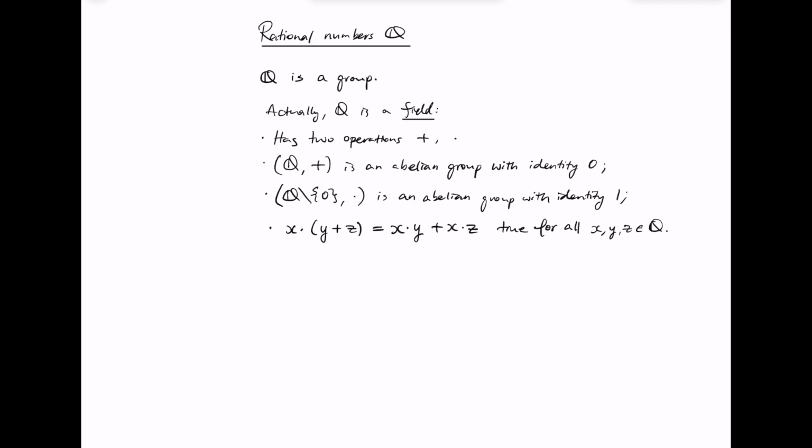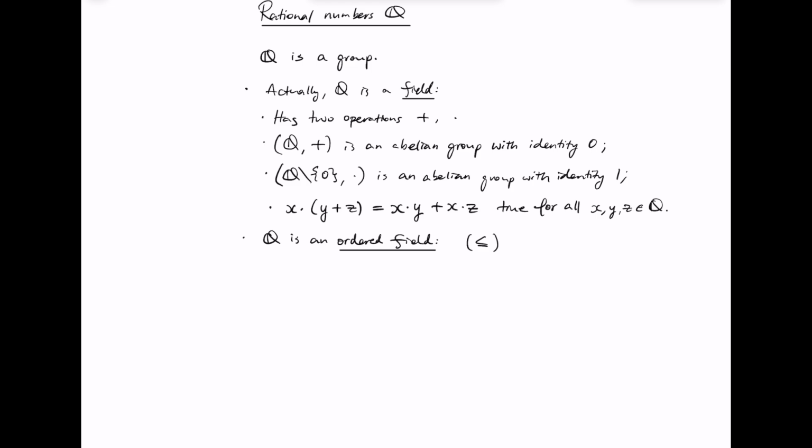Now, Q actually has even more structure than just a field. It's what's called an ordered field. So not only is it a field, Q is an ordered field. What does this mean? This means that when we have two elements of the field, there's an order. We can compare those two elements. Just like before, the order is something we use all the time. It's just the less than or equal to relation.